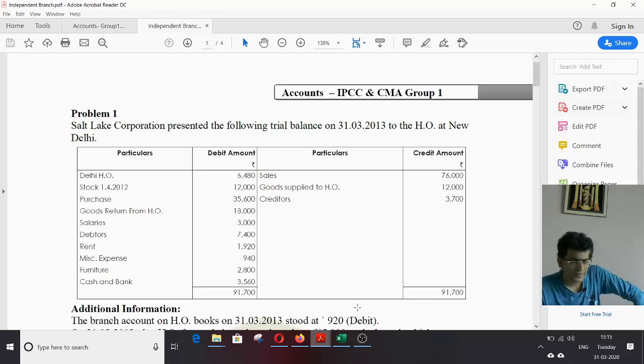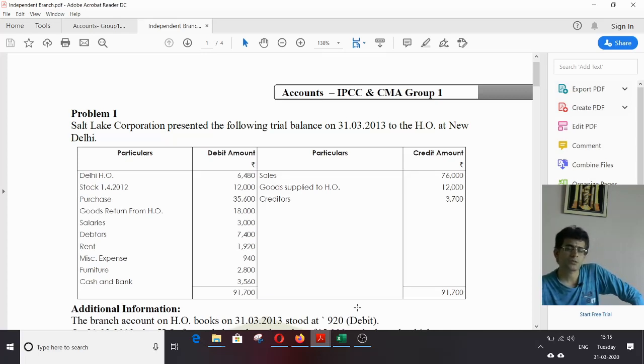Office at the New Delhi. So Salt Lake Corporation presented the following trial balance to the head office. That means Salt Lake Corporation is a branch and the head office is located at the New Delhi. So basically, by looking at the problem, I can say it's an independent branch. Why? Because in the dependent branch, the branch office will not maintain the records.